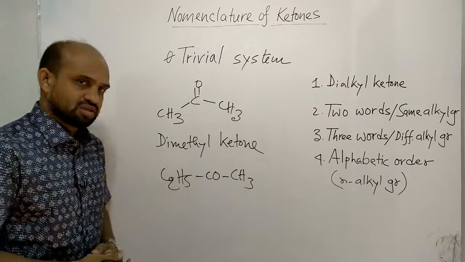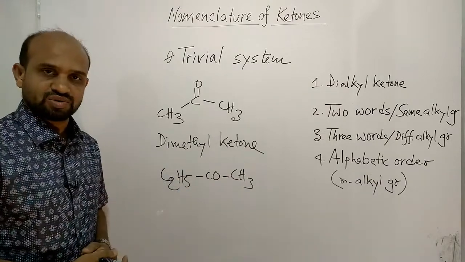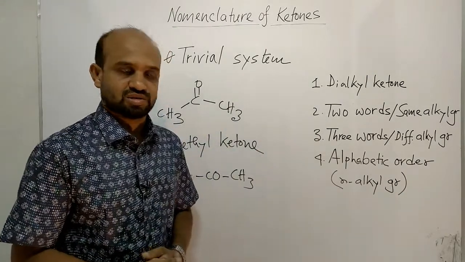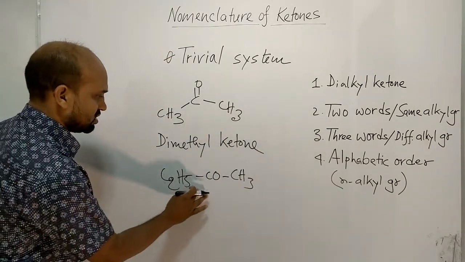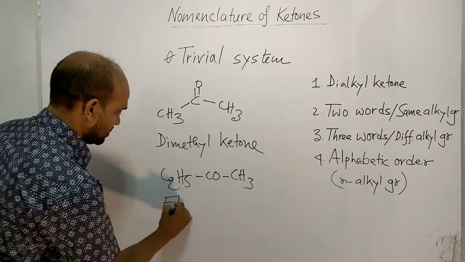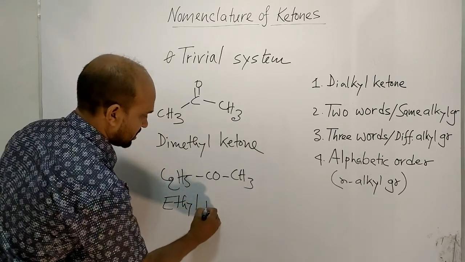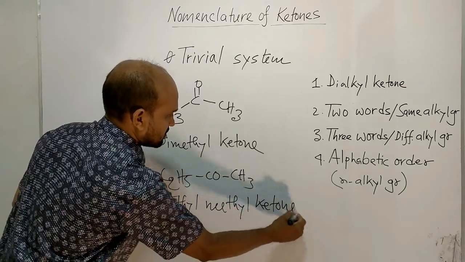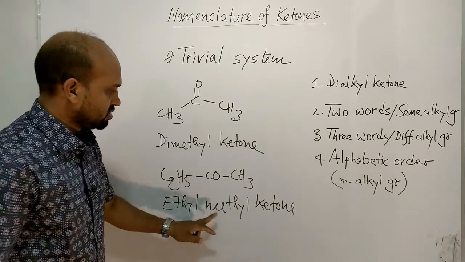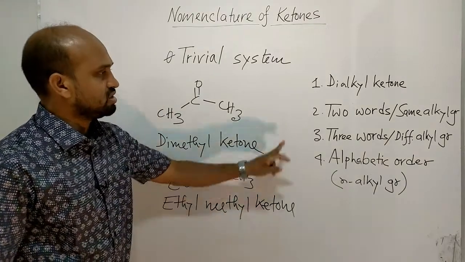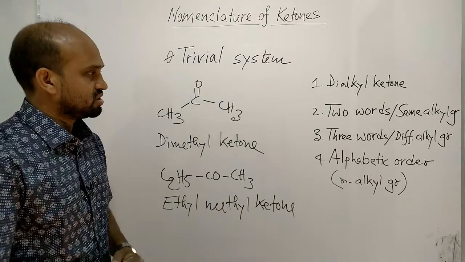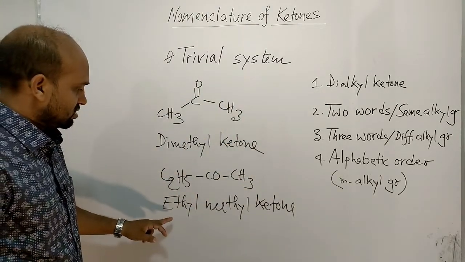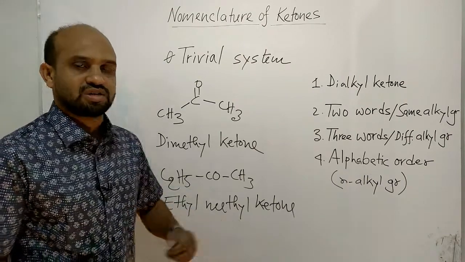C2H5COCH3. This is different alkyl groups, and for different alkyl groups there will be three words. Here this is ethyl, this is methyl. So ethyl methyl ketone, three words, ethyl methyl ketone, and in the points it is said three words for different alkyl groups. That's why this is ethyl methyl ketone.